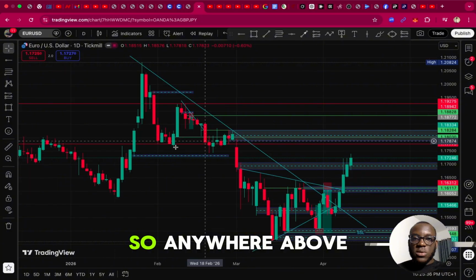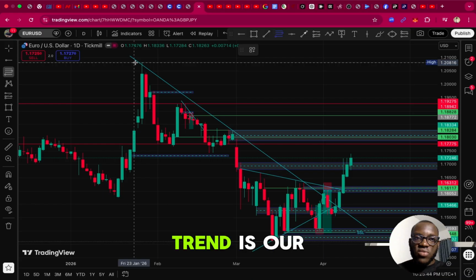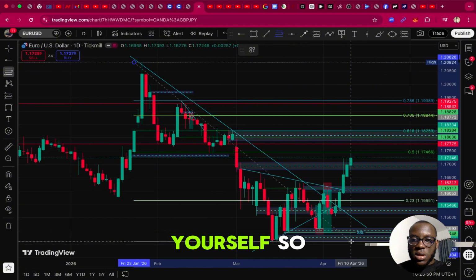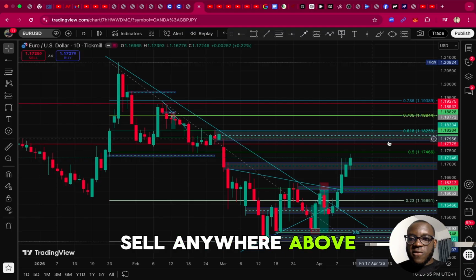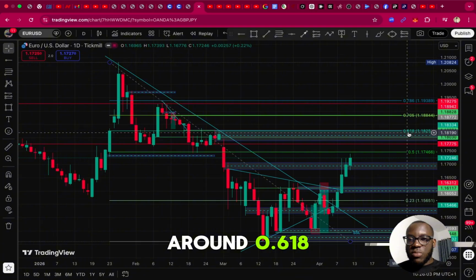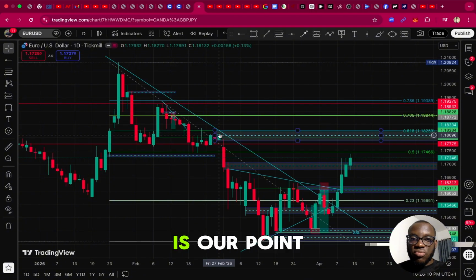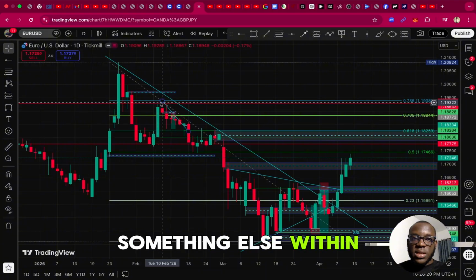So anywhere above half is a premium. Any area above half of this trend is our premium to look out for a sell. So I'm actually looking out for a sell anywhere above 50. So we're looking to see somewhere around 0.618, which is a little bit above, as our point of interest. Therefore, this is going to make us look for something else within this area from here down here.